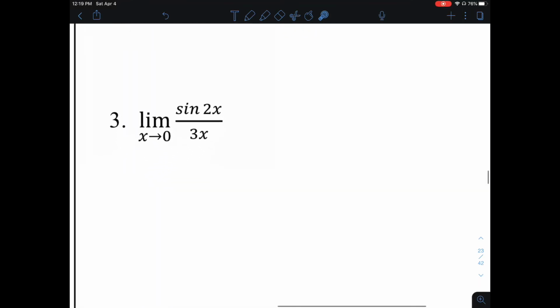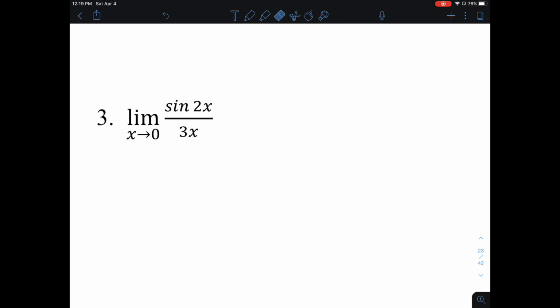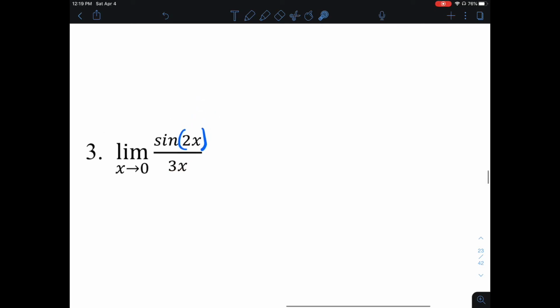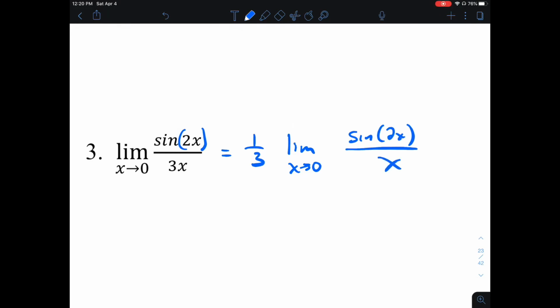All right, number 3. We would like for this angle, 2x, to be the same as this, 3x. It clearly isn't. To make this easier for my brain, I'm going to pull this 3 out to the front. Now, to be clear, this 3 is not a 3. It's a 1/3. The 3's on the bottom. So if I pull the 1/3 out to the front, I could write this as the limit as x approaches 0 of sine of 2x over x.